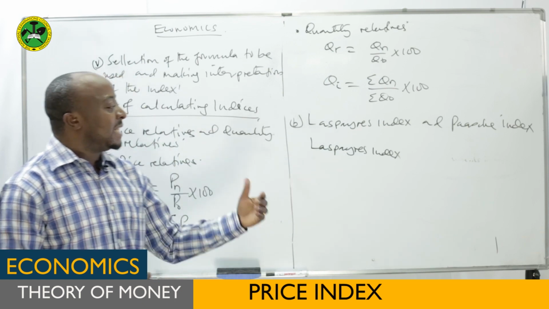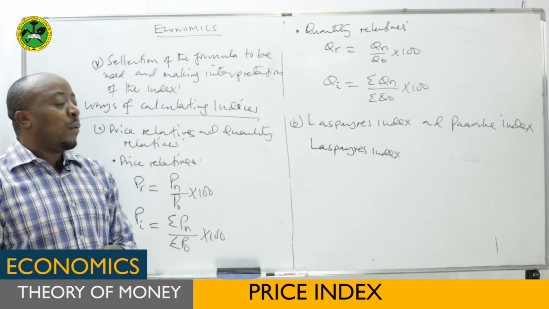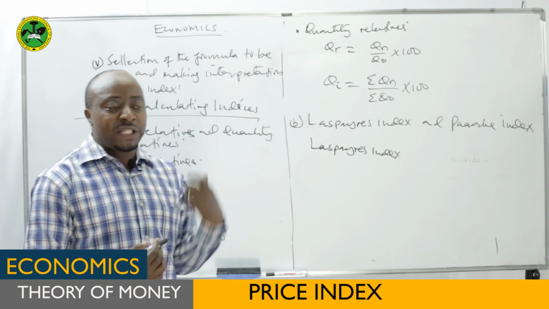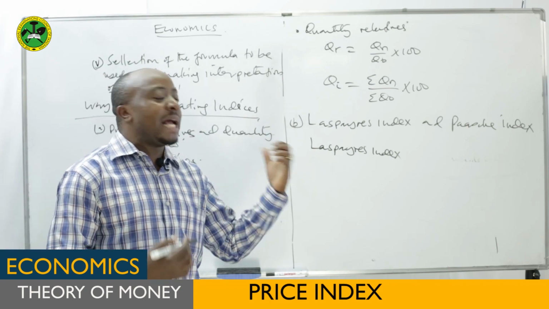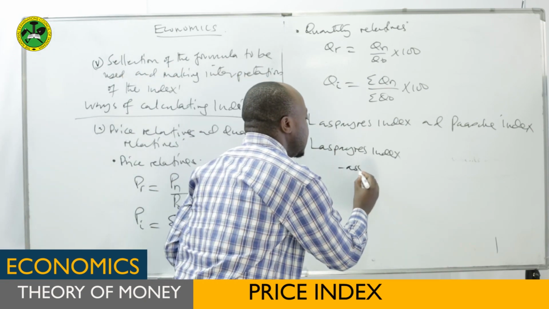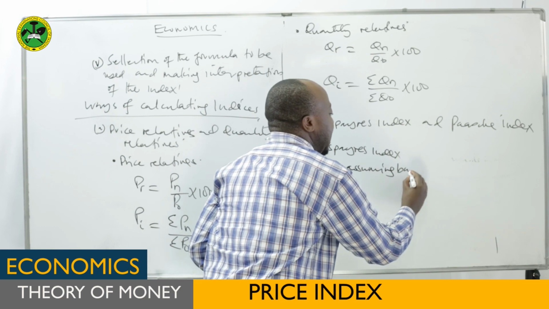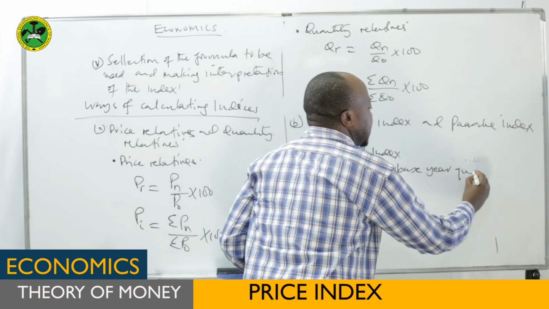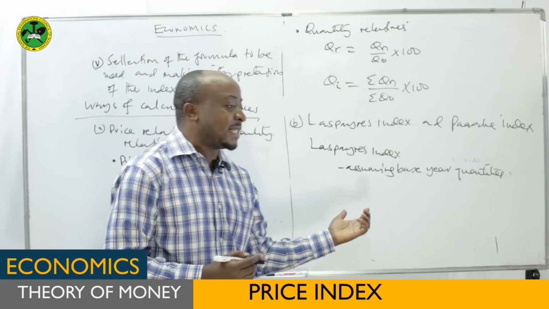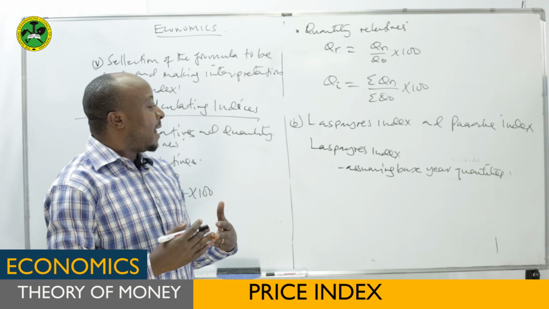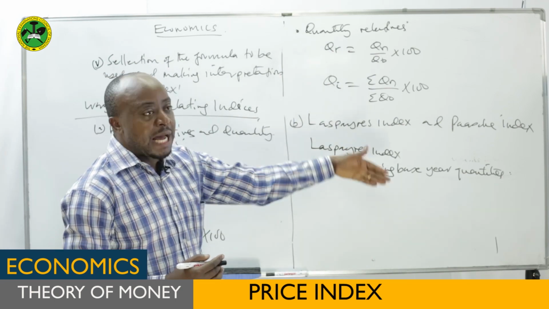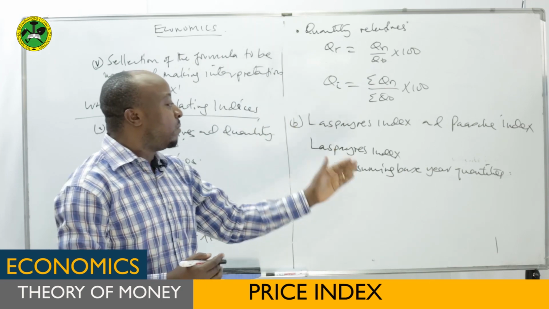Now, the Laspeyres index is a way of calculating index which assumes the base year quantities. It assumes as if only prices have changed, but quantities of the base year remained the same. So it is calculated by assuming base year quantities. It means this formula or this method of calculating index does not include the change in quantities. It is assuming that the quantities consumed in the base year are the same as those consumed in the current year. So it is assuming base year quantities.